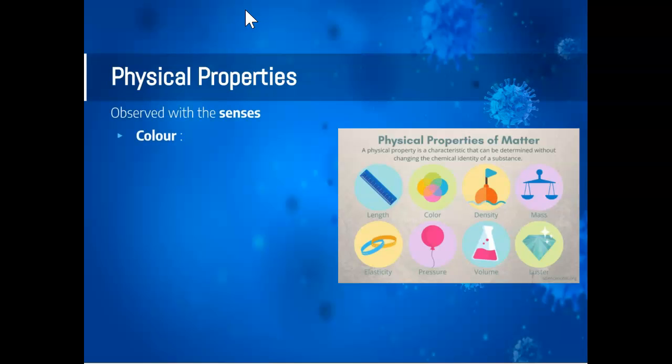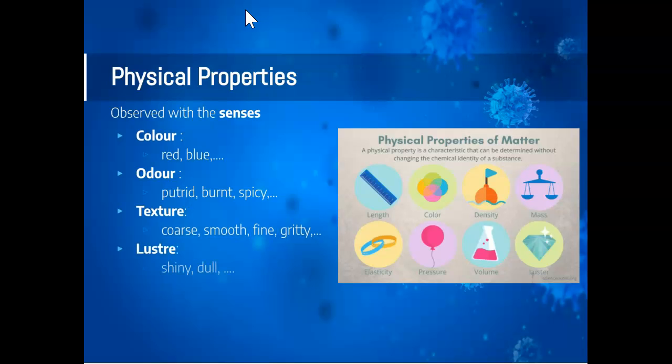So some examples of these physical properties. Again, these are observed with your senses. So for example, the color of an object, so it could be red, it could be blue. The odor, is it putrid? Does it smell burnt? Does it smell spicy? The texture, so if you touch it or rub your hands or fingers over it, does it feel coarse or smooth? Does it feel fine? Does it feel gritty? The luster, is it shiny? Is it dull? The clarity, can you see through it? Is it clear or is it cloudy? Can you only partially see through it? Is it opaque? Can you not see light through it at all? And then finally, taste. Does it taste sweet, salty, sour, or bitter?